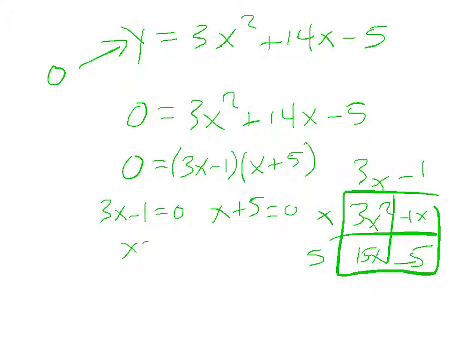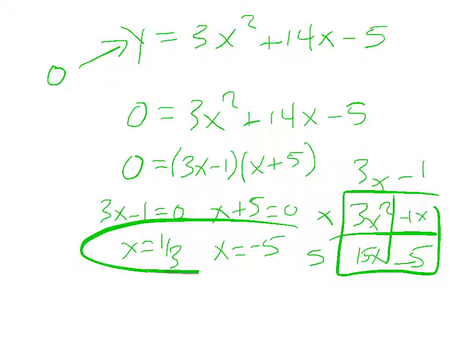So let's see here, we get x equals 1/3 and x equals negative 5. And so those are the zeros. Again, if I was to graph it, it would cross the x-axis at 1/3 and at negative 5.